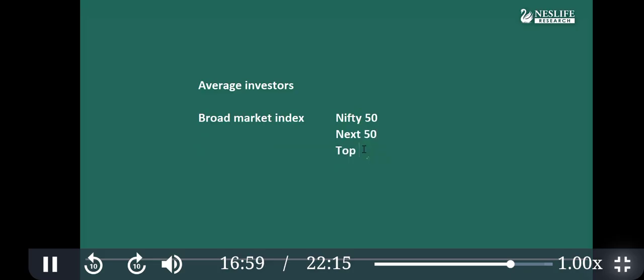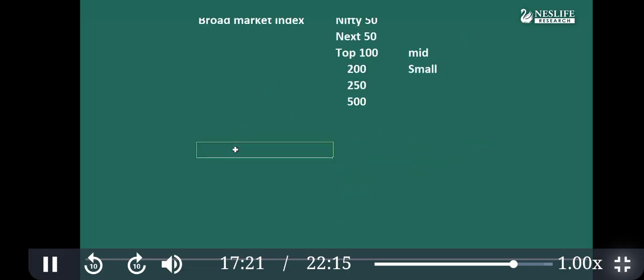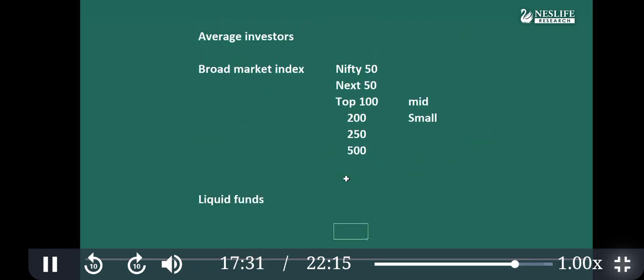Then top 100, top 200, top 250, top 500. That's it. Like this only. Or a mid cap index or small cap index. So these are the only necessary indices for you. For parking of the funds, let's say Liquid Case or liquid funds. There are liquid funds, those are also ETFs. You don't have to learn all 200 indices.